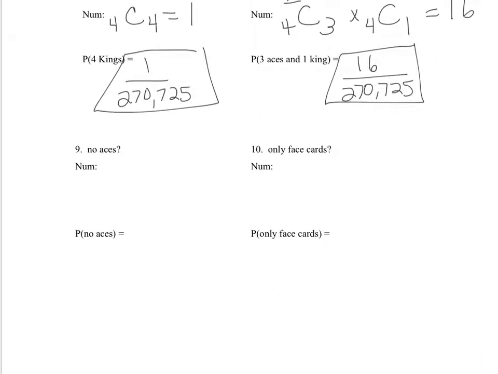Now, think about this. I want the probability that I get no aces in my hand. To calculate that, it's still a combination. But if I want no aces, ask yourself how many cards are not aces in the deck? Well, there are 4 aces. 52 minus 4 is 48. So I've got 48 cards I can choose from. How many will I need in my hand? 4. So it's a combination of 48 things taken 4 at a time.